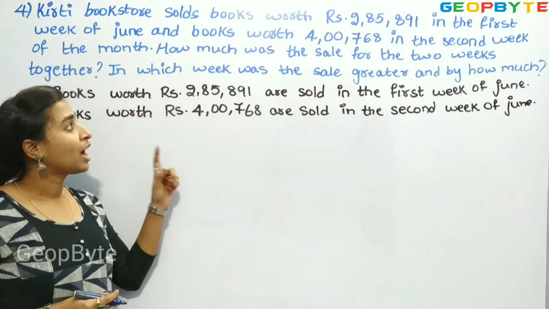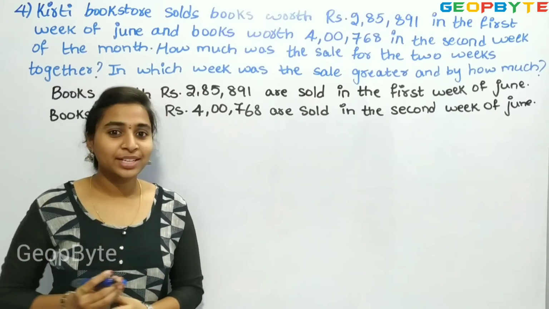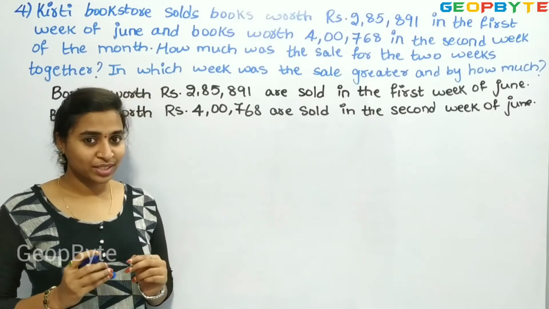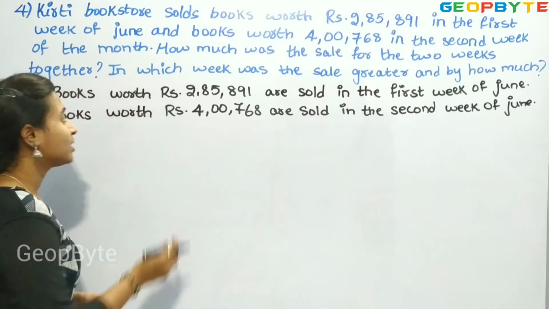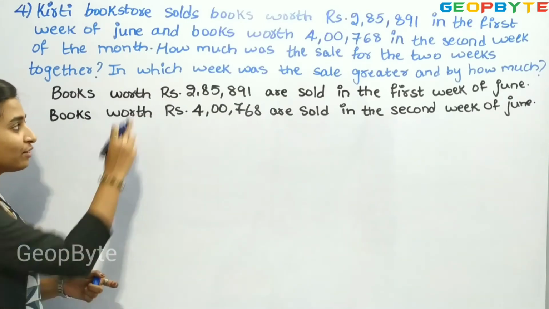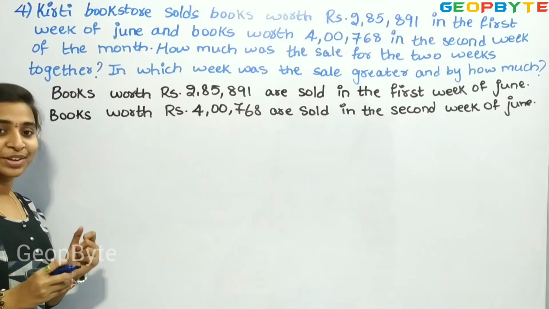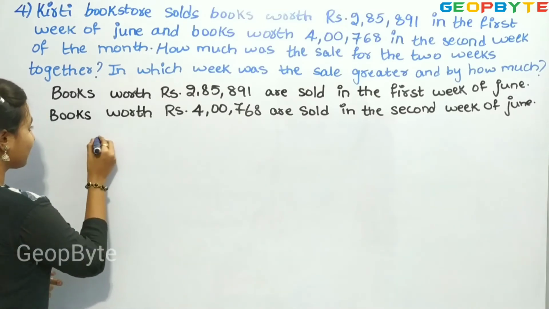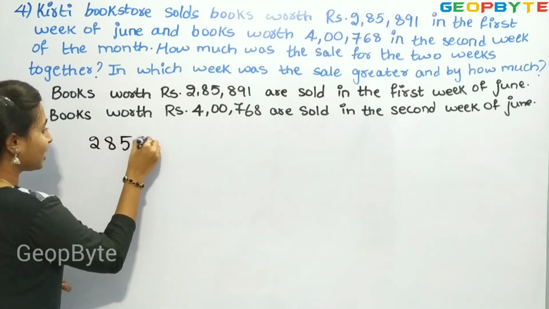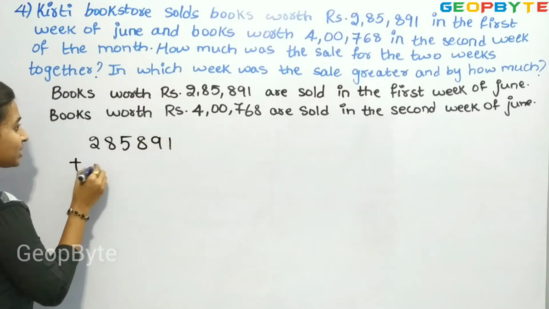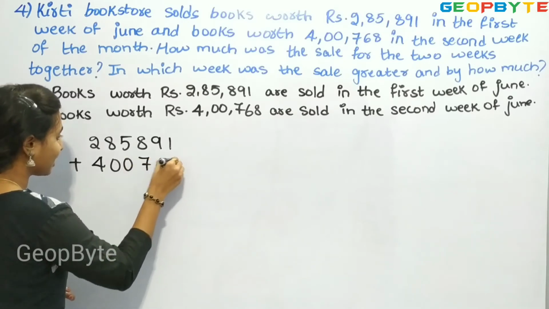Now we need to find how much was the sale for the 2 weeks altogether. Altogether means we need to add the books sold in the first week and second week of June. That is, see, we have the worth, right? We need to add these two to get how much the sale was for 2 weeks altogether. So, 2,85,891 plus 4,768.